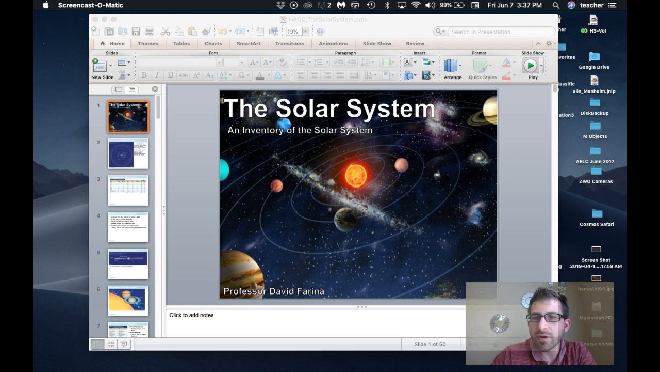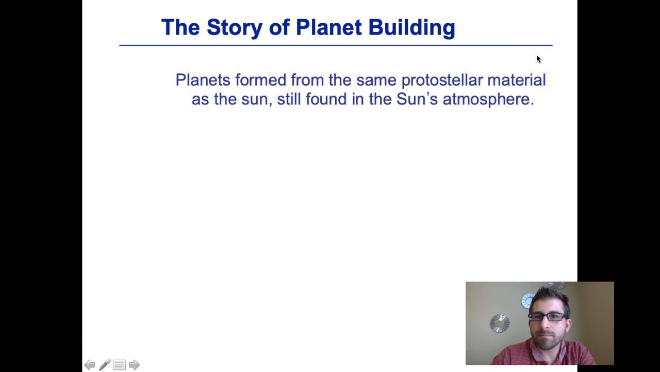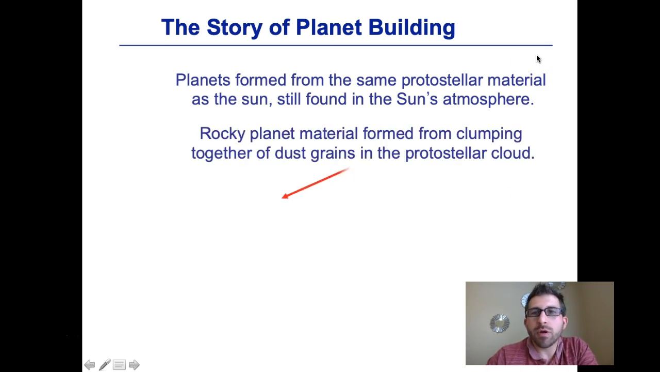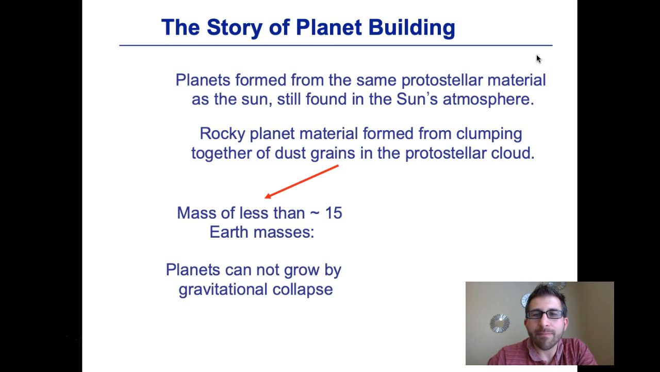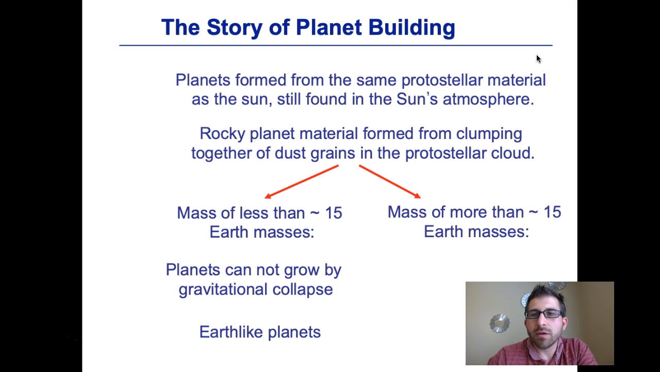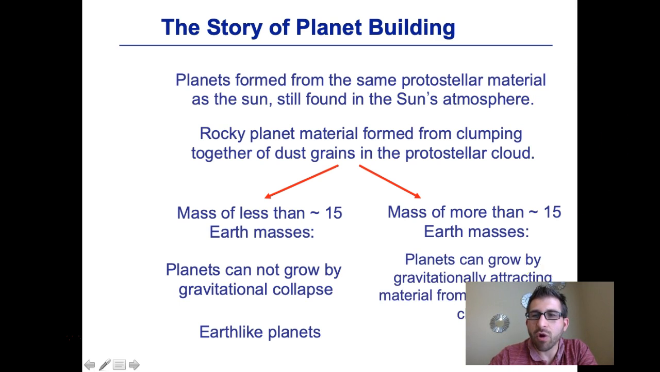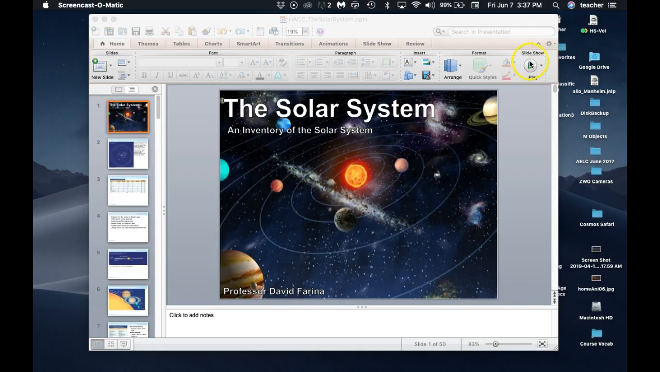Let me turn my face back on here so I can see you all. So here's the basic story of planet building. So we've got protostellar material, and that protostellar material is less than 15 Earth masses. We get planet formation through accretion, Earth-like planets. If we have more than 15 Earth masses, we have planets that grow via direct gravitational collapse, Jovian or gas giant planets.